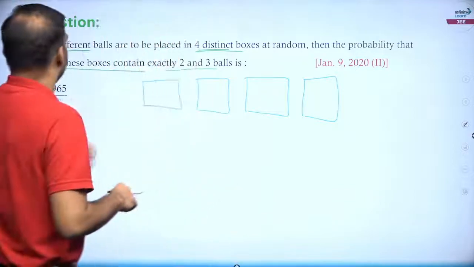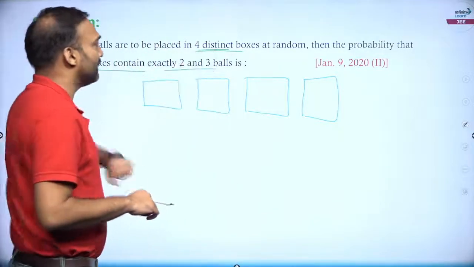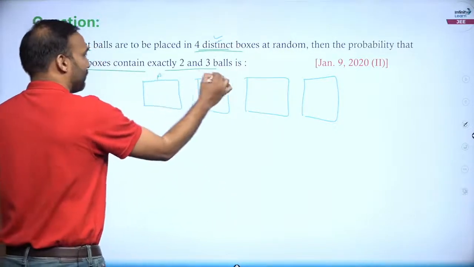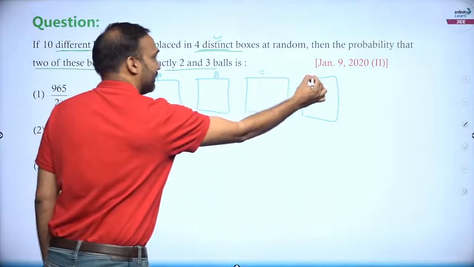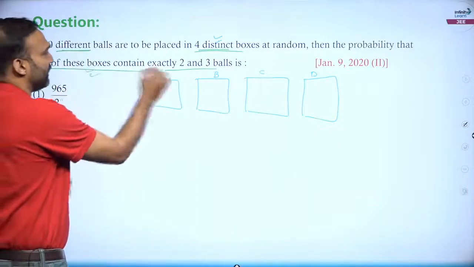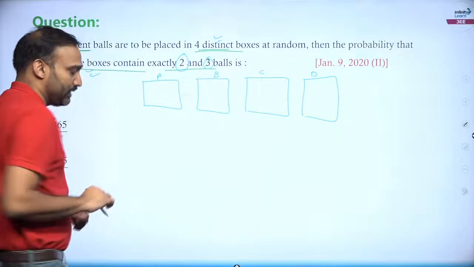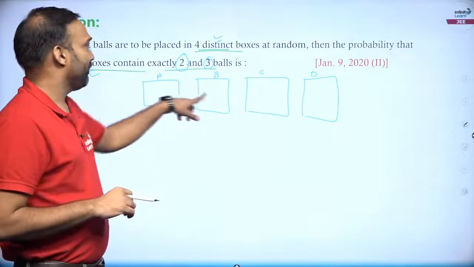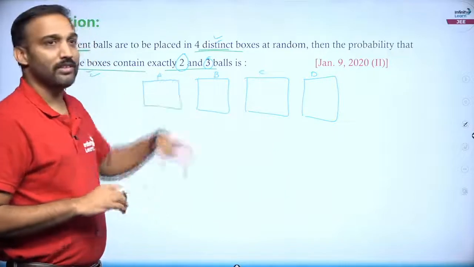So now in this particular example, where was I? I have 4 distinct boxes. Distinct means I can differentiate between them. So let's name them A, B, C, D. So we have 4 distinct boxes. Now I know 2 of these boxes will have 2 balls and 3 balls. Now the very first thing that comes to our mind is, which of these 4 will have 2 and 3 balls?